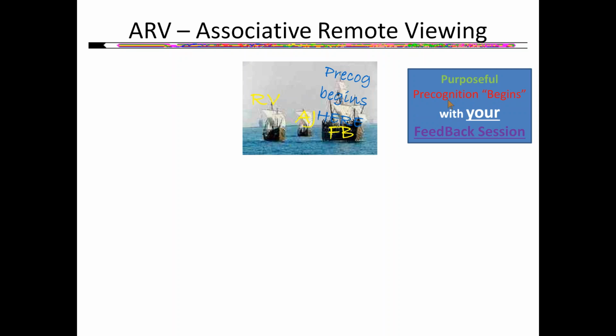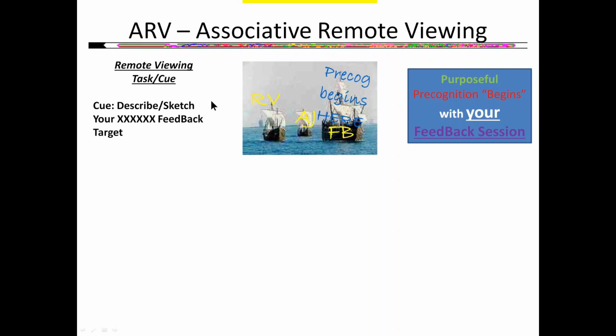You're going to be looking at a target, and I'm going to tell you what I suggest as targets in a moment. You are going to be looking at a target during your feedback session. Your task now as the remote viewer is specifically to describe and sketch your XXXX feedback target. The XXXX is simply, we use a 6-digit number. Some people use letters and numbers mixed together. It doesn't matter. This is associated with the target. In fact, some people call this the target reference number. We happen to use the word coordinate. But this is the thing which is also going to be shown to you during your feedback session.